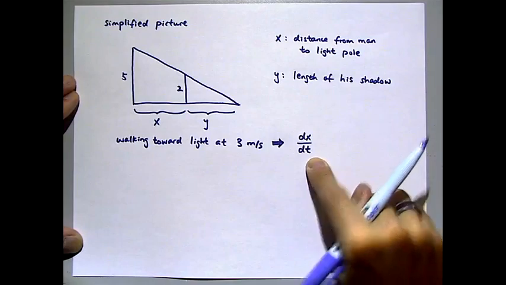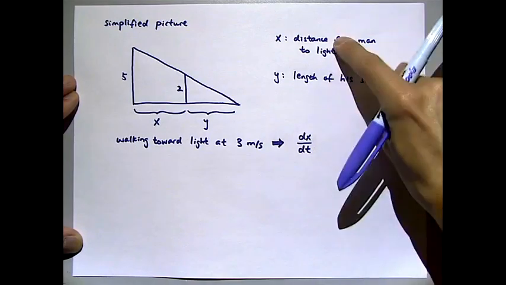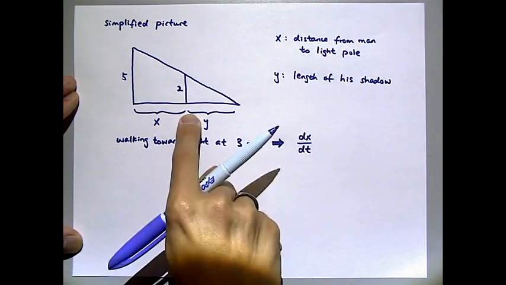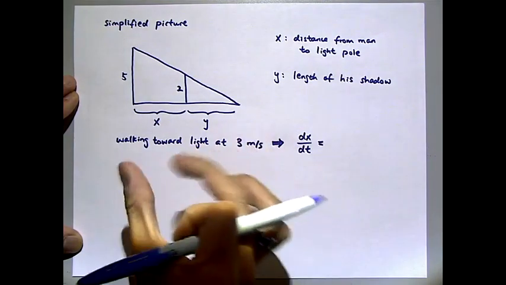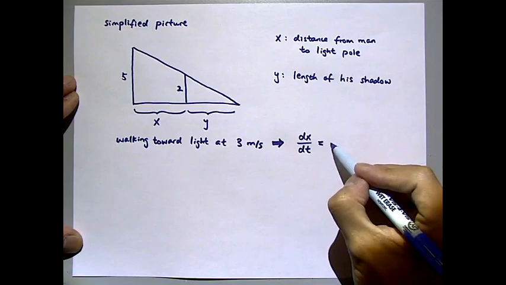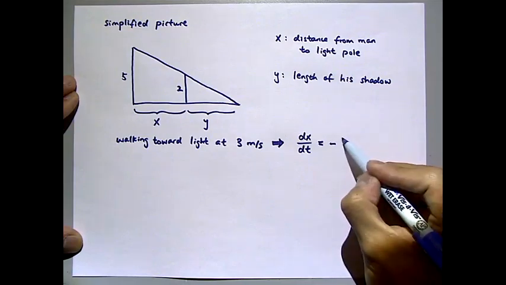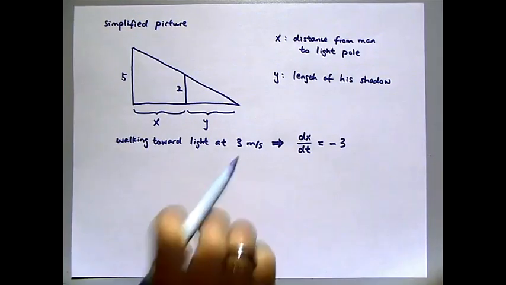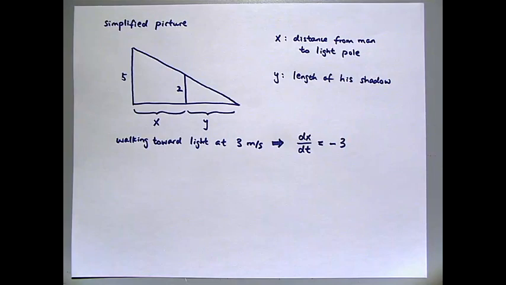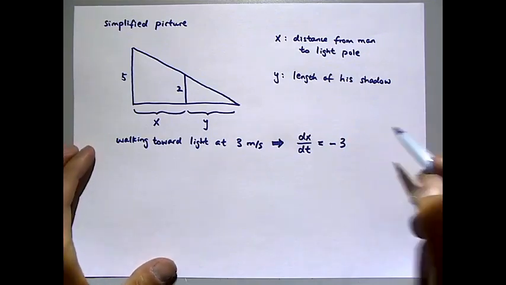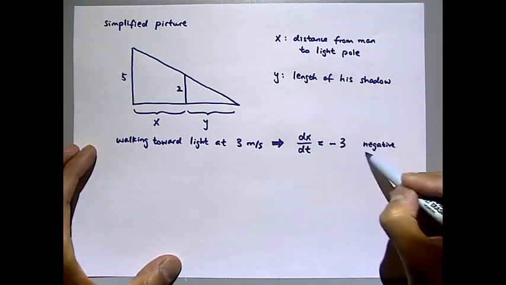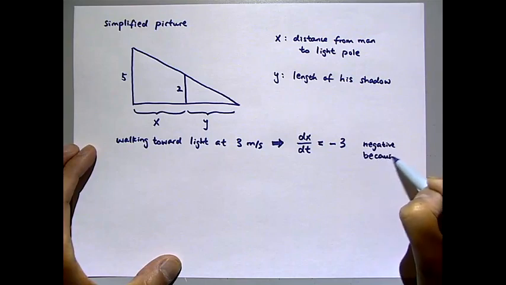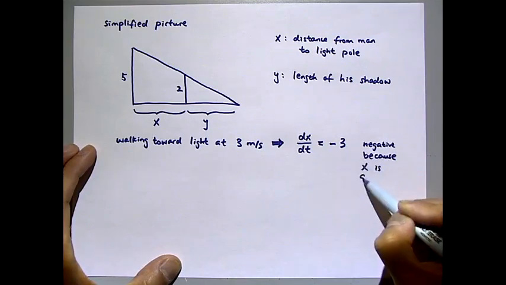So the rate of change of the distance, dx/dt, with respect to time. As time goes on, the rate of change of the distance from him to the light is shrinking. He's moving toward the light. So x is getting smaller. So a negative rate of change, and he's walking at 3 meters per second. Negative because x is getting smaller.